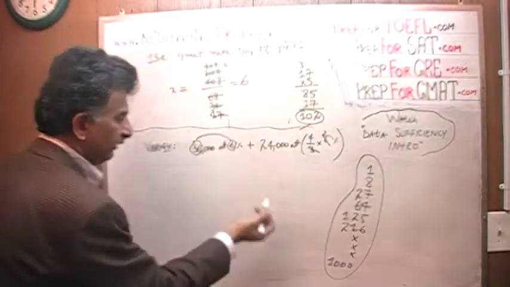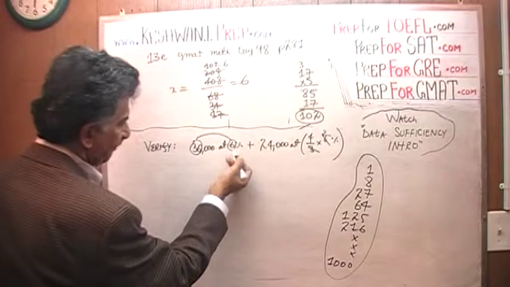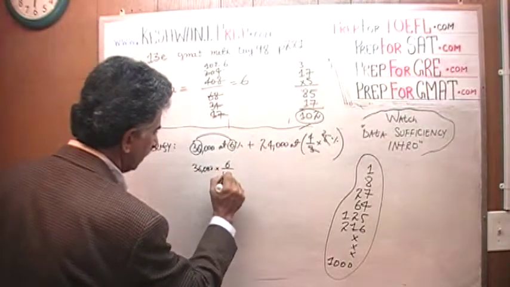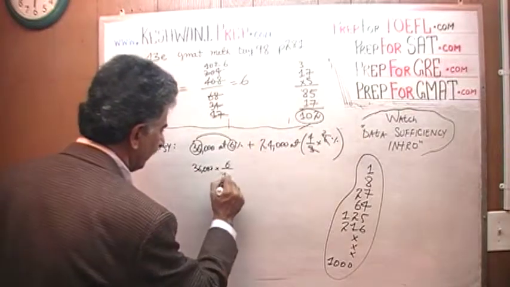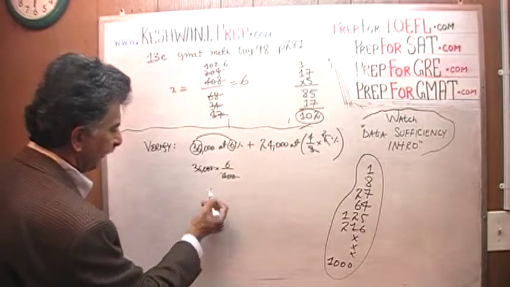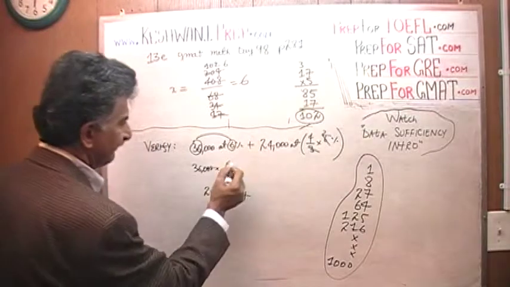So 36 times 6 is 216, so is 6% means 36,000 times 6 over 100. Because it's 6%, so it's 6 over 100. So 100 drops out 2 zeros, and it's 360 times 6, which is going to be 216 with a 0 at the end. So that's this part.